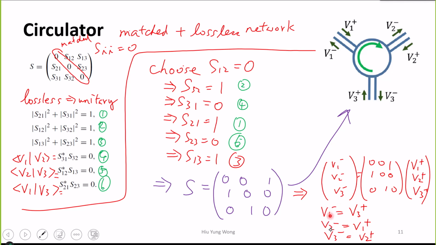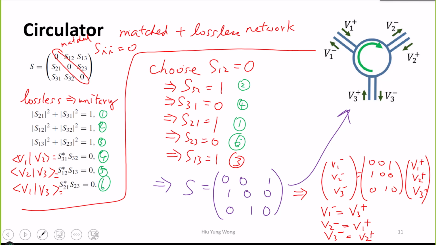Yeah, V1 minus is the output, right? Yeah. So V3 will go to V1. But anyway, go into V1, will go to V2. Because minus is going out, plus is coming in. Right? So input to 3 will go to 1. Input to 1 will go to 2. Yeah. Very good. Yeah.